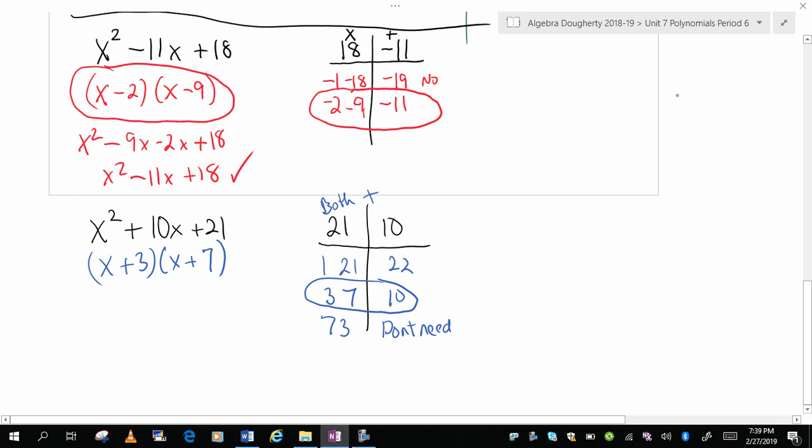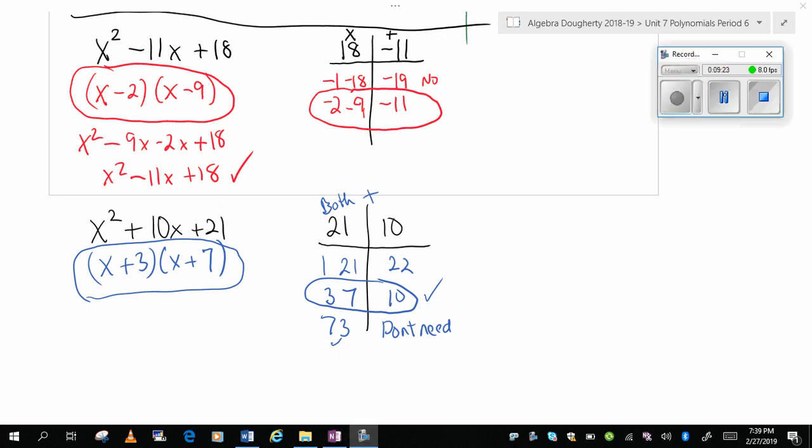The answer was x plus 3 times x plus 7. I made the table over here. Luckily, 21 didn't have too many factors. 1 and 21 add up to 22. 3 and 7 add up to 10, so that's what it's got to be. Now, 4, 5, and 6 were not factors of 21. When I tried 7, I noticed I got 7 and 3 again. I already had that, so I didn't need to do that. 3 and 7 is the same as 7 and 3.